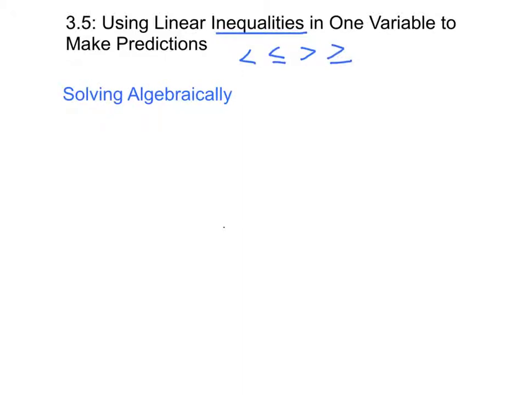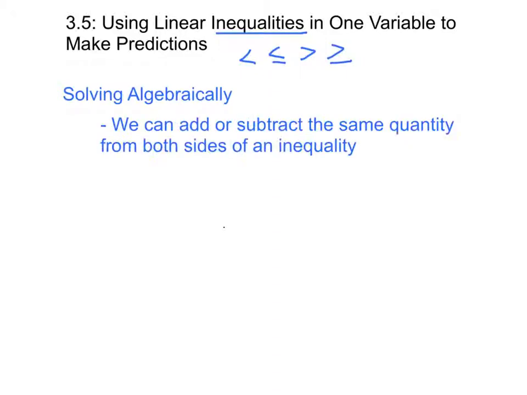First, I'd like to go over how to solve algebraically. Now, we solve an inequality in very much the same way we solve an equation. We're allowed to do the same thing to both sides of an inequality, the same as we are with an equation. For example, we can add or subtract the same quantity from both sides of an inequality. We can also multiply or divide both sides of an inequality by the same quantity.